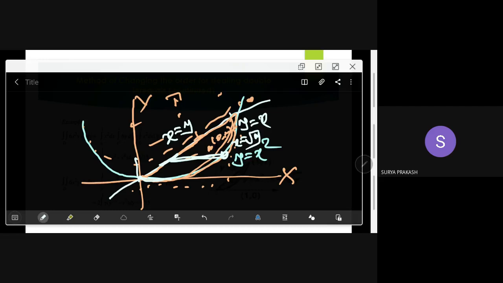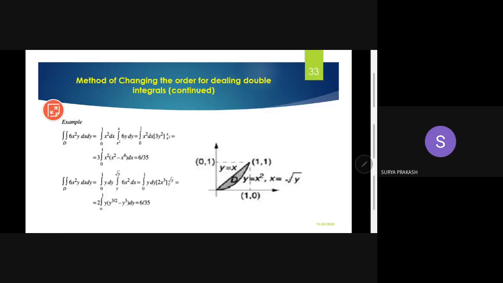If your region is here, then you need to take x is equal to minus root y. But you are in the first quadrant here. The bounded region is there in the first quadrant. That is why x goes from y to square root of y. See the second line, x is equal to y to square root of y is there.